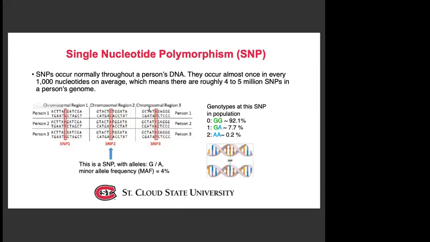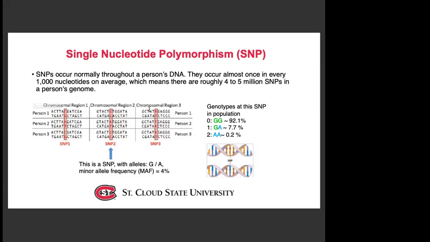SNP stands for single nucleotide polymorphism. It's just a single change in a nucleotide base. It occurs normally throughout a person's DNA, and it's very common, almost once in every 1,000 nucleotides on average. Some of these changes are not associated with any disease, but some are associated with some phenotype. Those are the variants that we are interested in and want to study.